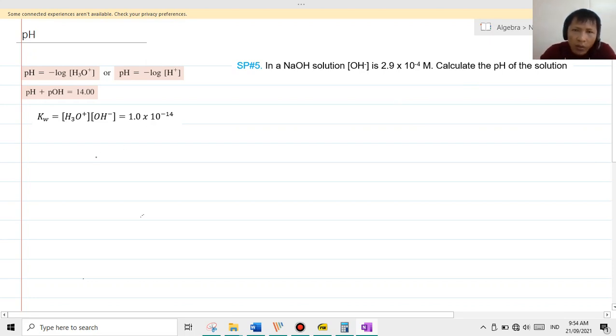So, I think I can do two solutions for this. The first one is using this equation. The first, SP number 1 maybe, is the problem. So, you have 2.9 times 10 to the negative 4.